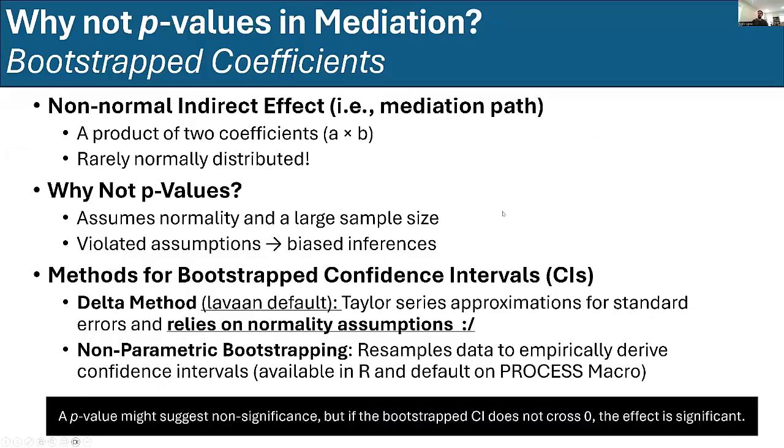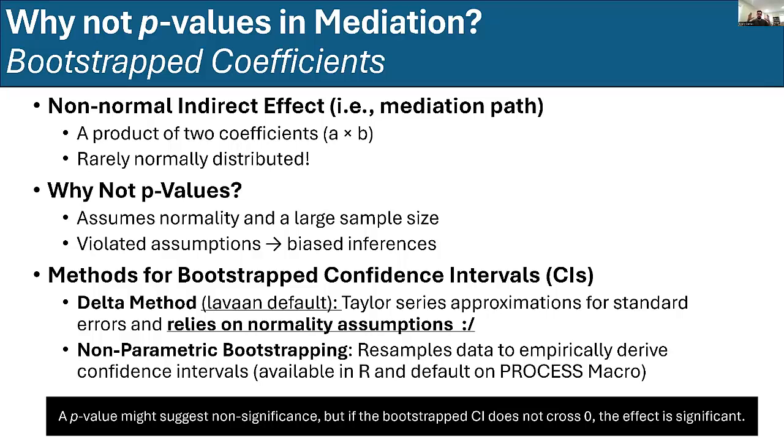A little bit more about that. Why not p-values in mediation? As I said, you're multiplying two coefficients, A times B. And rarely is that going to be normally distributed. So p-values assume normality and assume a large sample size. We often violate those assumptions, so our inferences could be biased. So we use bootstrapped confidence intervals instead.